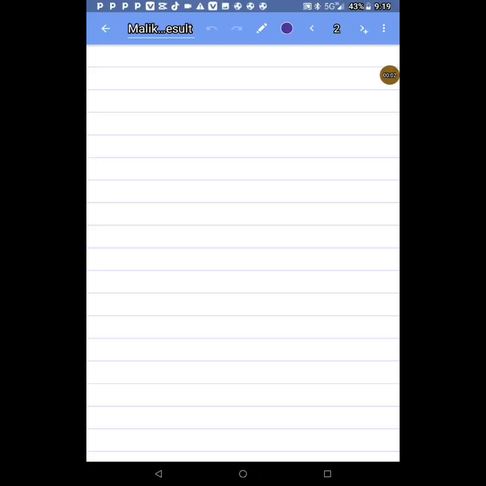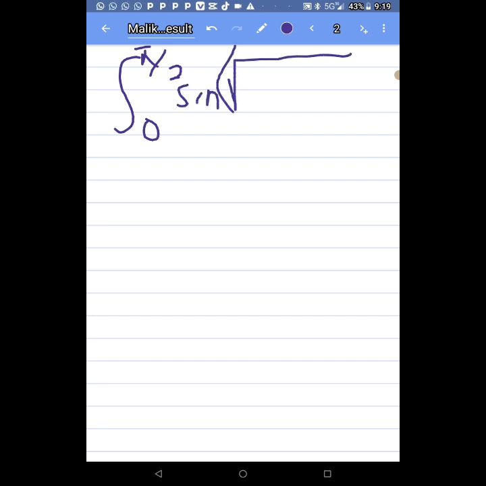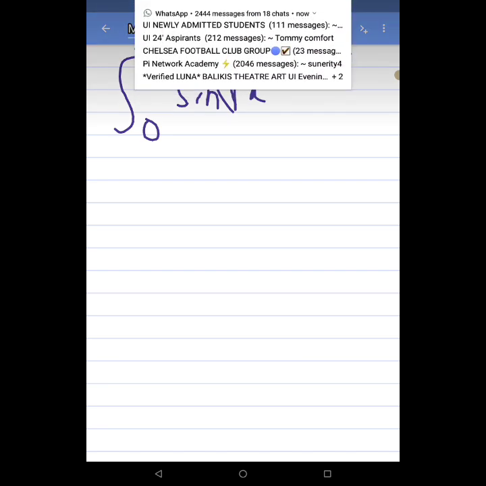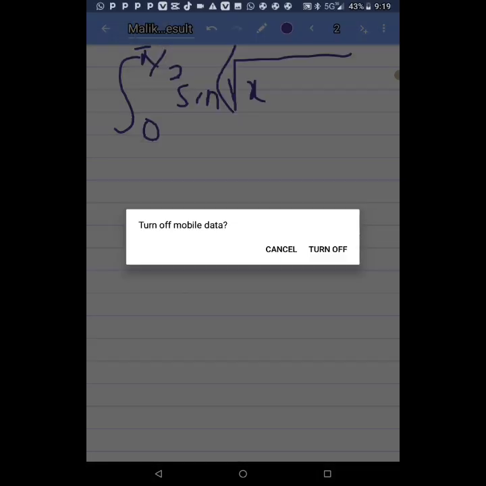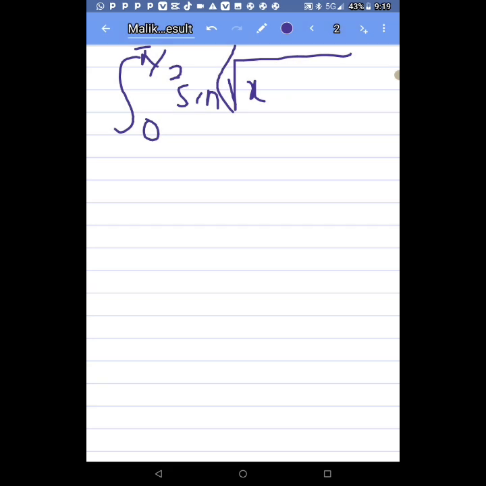Now the question is what? Integrate from 0 to pi over 2 of sine into bracket root s times, so that will not be disturbed, times another root s times another root s, all together dot dot dot, close the brackets, all together here.